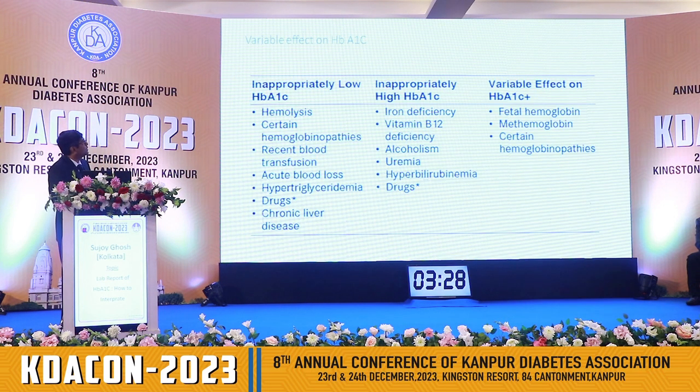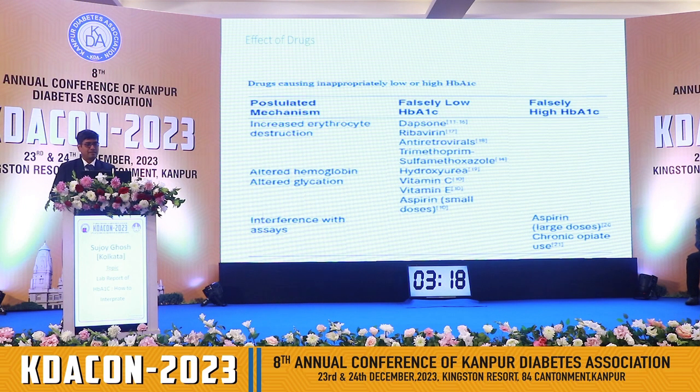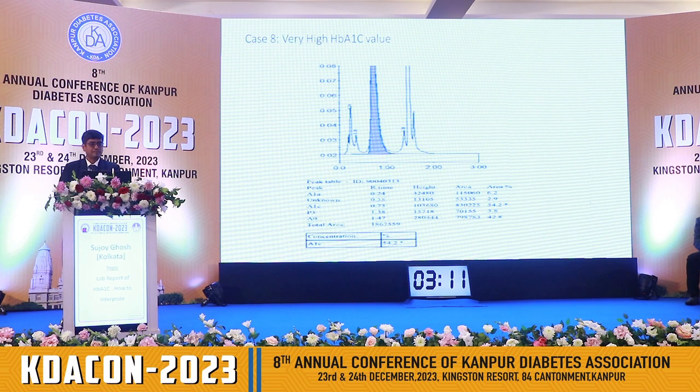So, inappropriately low, there is a long list, inappropriately high, there is a long list, and variable effect. You have a long list of interference in interpretation of HbA1c. And remember the drugs that either push it up or push it down. Don't forget that. The next, as you can see here, the HbA1c is 54.2%.